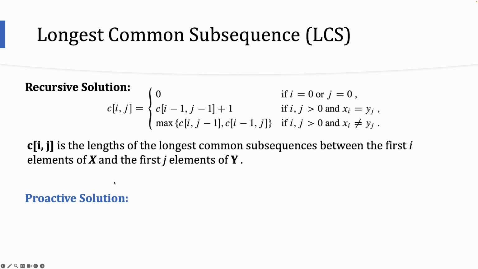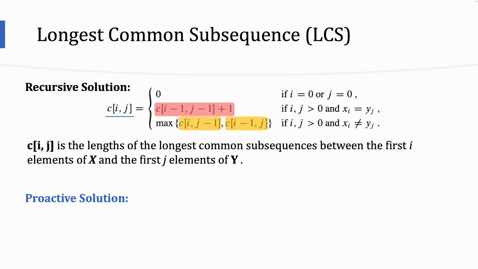So for the proactive solution here, I'm going to first see what I really need. What are all the things in the world that I need in order to calculate C of I and J? Just looking into the formula a little bit, the answer is three things. We need C of I minus 1, J minus 1, and we need C of I, J minus 1, and C of I minus 1, J. Therefore, I always need three things.